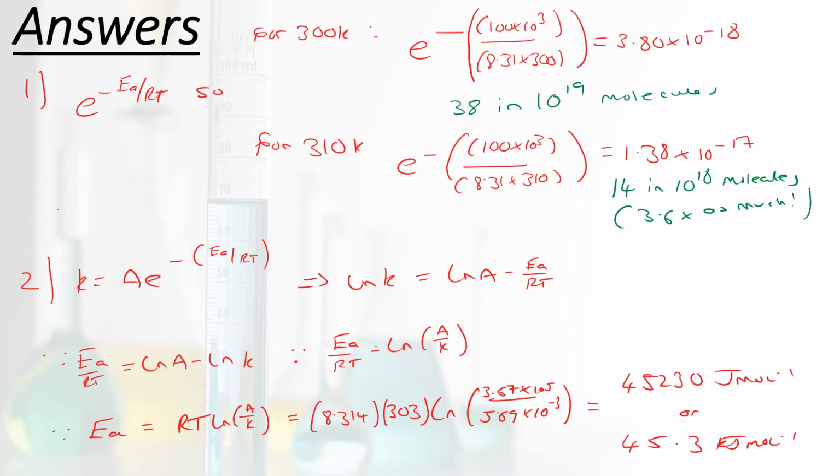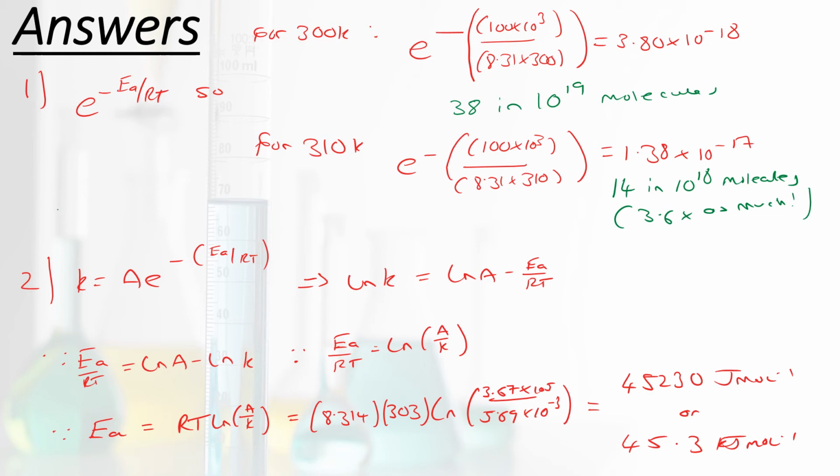So the first question was to calculate the proportion of molecules with an energy greater than the activation energy, which is 100 kilojoules per mole, at 300 Kelvin and at 310 Kelvin. Remember that the proportion of molecules that have an energy greater than the activation energy is the same as the fraction of molecules that have an energy greater than the activation energy. And so we have to use that exponential part of the equation, e to the negative Ea over RT. So we're given our activation energy.